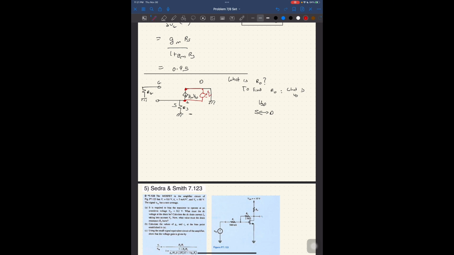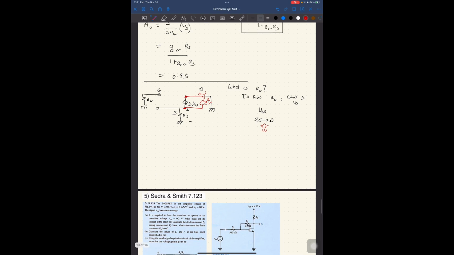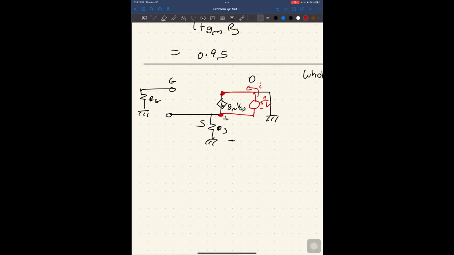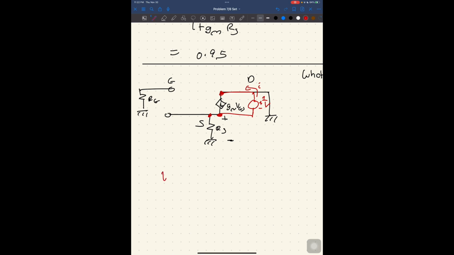1 volt. Agreed? 1 volt is all I'm going to connect them, test them together with. And I'm going to try to find the current that comes out of that 1 volt. So I do a 1 volt test source between them. My goal is to find the current that goes out of this. So to make life simple, let's just do nodal at S, such that Vs over Rs is the current flowing in this direction.